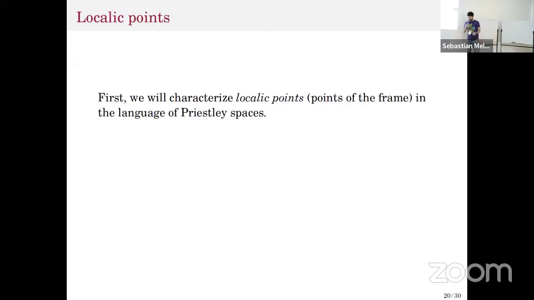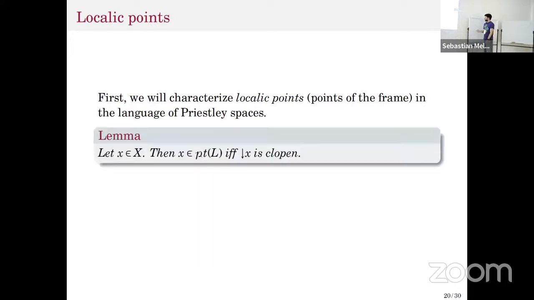And before that, I want to really understand, how do I pick out these completely prime filters? How do I pick out the points of the frame in the language of the Priestley space, in a topological language? So the thing that happens is that a prime filter in my space is going to be completely prime if the downset of it is clopen. And usually in a Priestley space, you have this fact that the downset of every closed set is closed. Singletons are closed, so the downset is closed, but they're not necessarily open. So this adds that the downset of a point is open, and those are exactly the points of my frame.